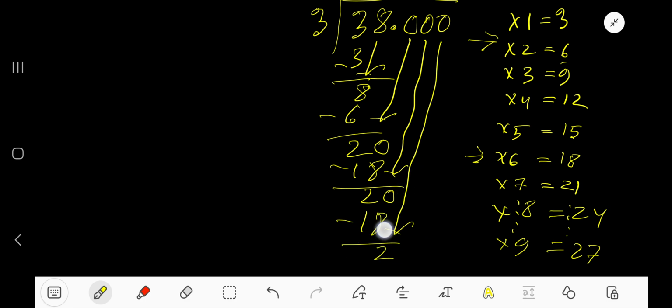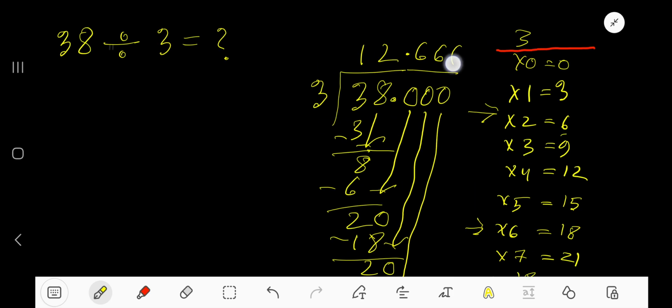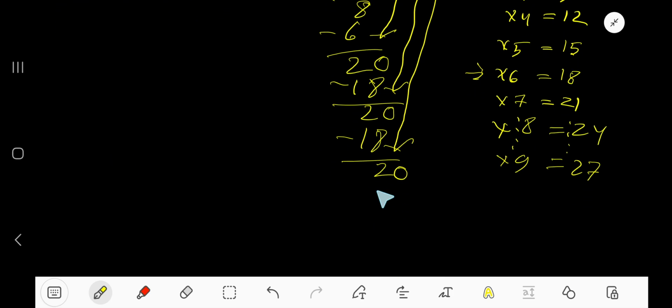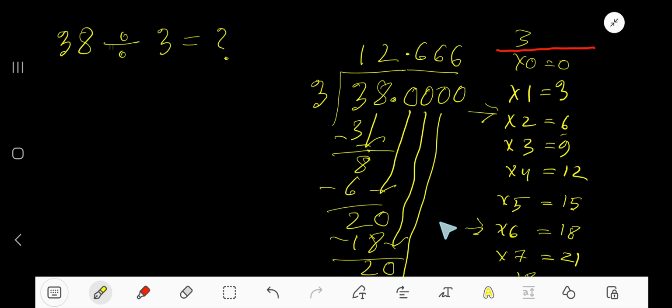Bring down the next 0. 3 goes into 20 again 6 times, 6 times 3, which is 18. Subtract, 2. You can add more 0s here and bring them down also. So this process is continuing, so you can place here 3 dots, or you can place a bar over 6. This means that this 6 is repeating.